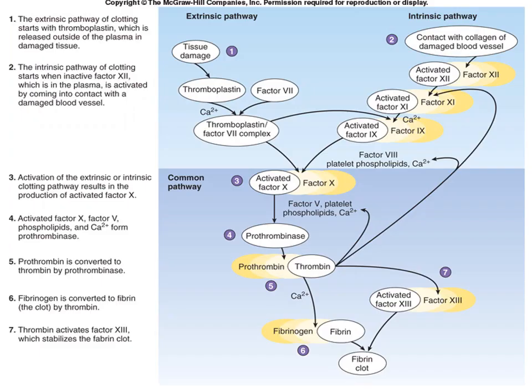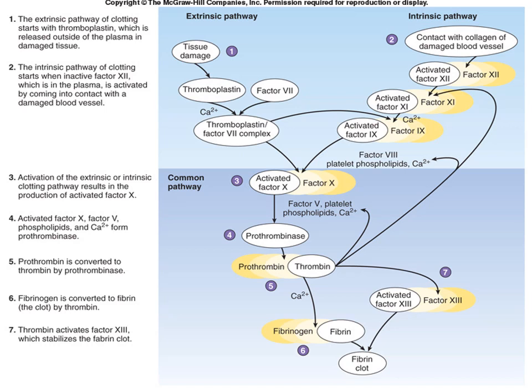This image will again just illustrate the two pathways to clot formation, extrinsic and intrinsic. Remember that the extrinsic pathway starts from tissue damage and the release of thromboplastin from the damaged cells, and that the intrinsic pathway begins with damage to the blood vessel wall and the exposure of the collagen fibers in the wall to inactive factor 12. And in both pathways, we will eventually end up at a common pathway where we're going to activate factor 10.